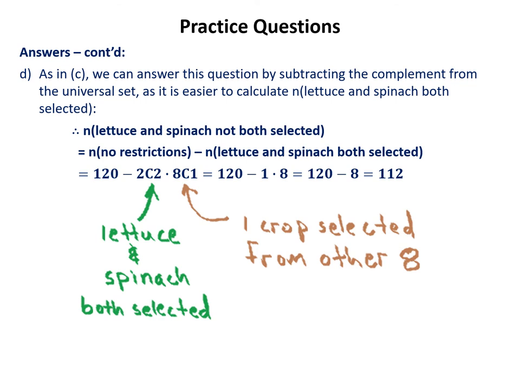So we get our answer for the number of ways of lettuce and spinach not both selected equals the number of ways of no restrictions, which is 120 as calculated in part A, minus the number of ways that lettuce and spinach are both selected, which is 2 choose 2 times 8 choose 1. That gives us 120 minus 1 times 8, or 120 minus 8, which equals 112.